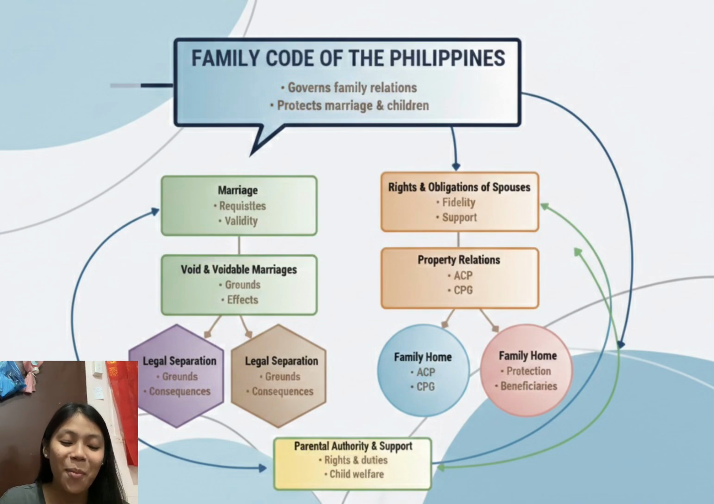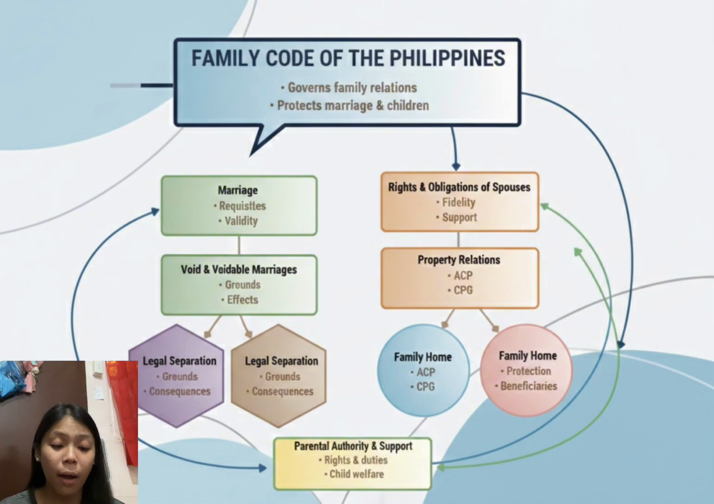Consequences: spouses live apart, property relations are adjusted, custody of children is determined, and support obligations are enforced. But the marriage remains intact, so neither can marry. Number 4 is rights and obligations of spouses. This outlines mutual duties and entitlements.